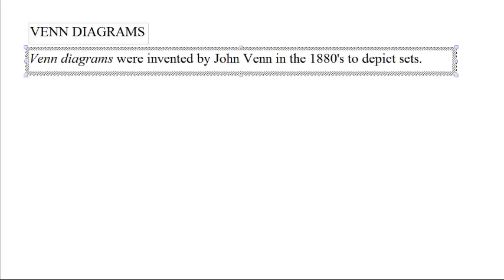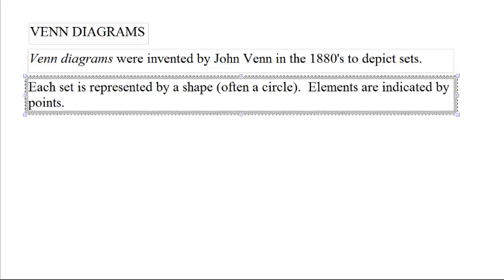Venn diagrams. Venn diagrams were invented by John Venn in the 1880s to depict sets. Each set is represented by a shape, usually a circle, but sometimes squares or rectangles. Elements are indicated by points.